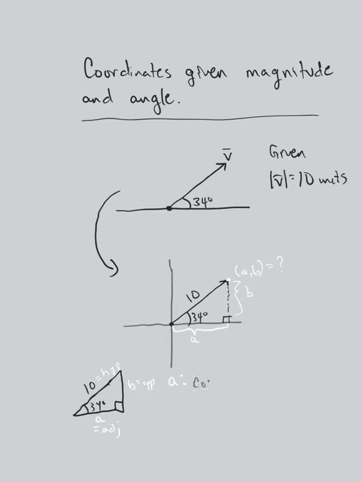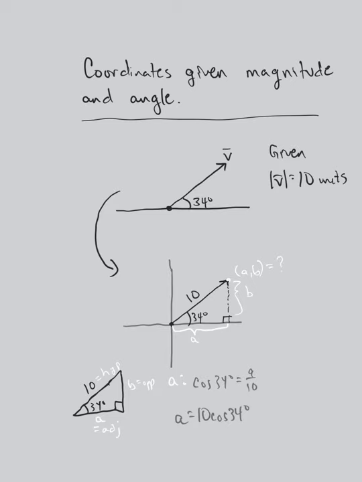We can say that the cosine of 34 degrees is equal to A over 10, like that, and you go and isolate A, you'll end up with A is 10 times the cosine of 34 degrees. Don't worry so much about the decimal approximation now.